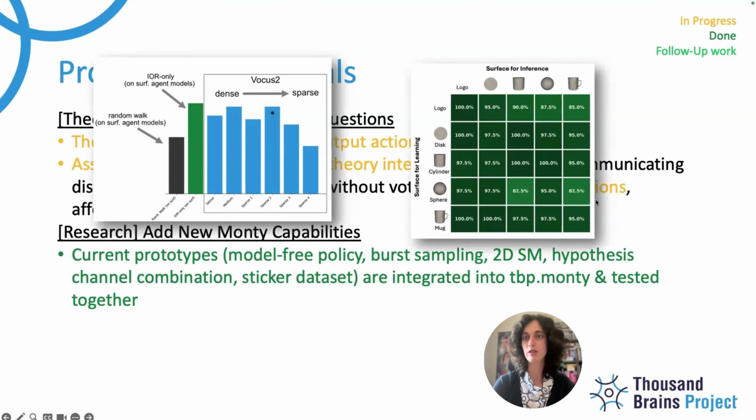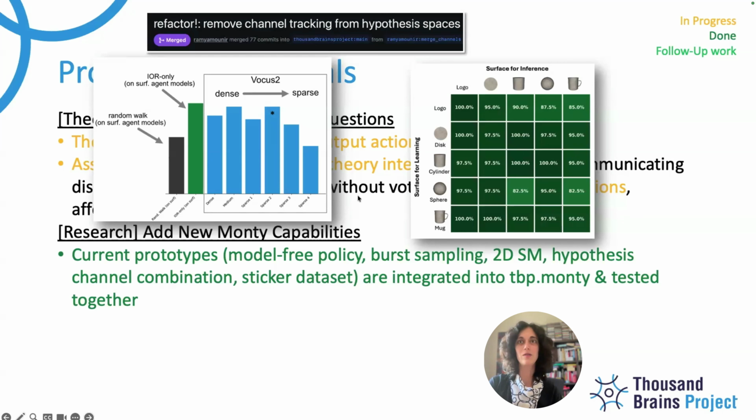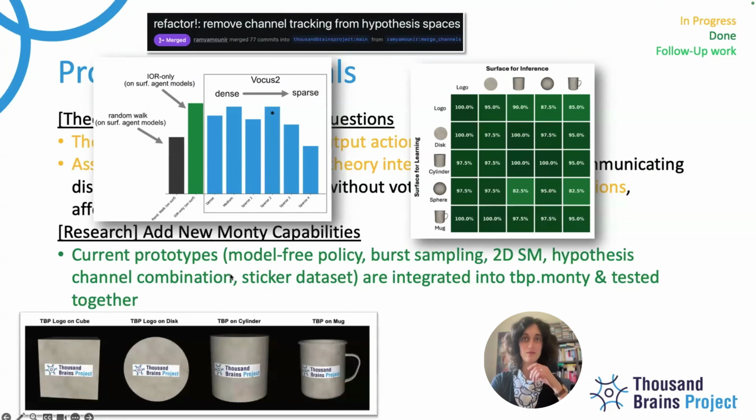MuJoCo completed the implementation project with Jeremy to integrate the 2D sensor module, and also ran final experiments on the main branch and presented those, showing that we can learn a logo on any shaped surface and then infer it on any other shaped surface using this 2D sensor module. Rami has worked on integrating the hypothesis channel combination, as well as various other fixes to make everything work together. And then Scott had put together this compositional object dataset, sticker dataset, and that is also integrated in Monty.